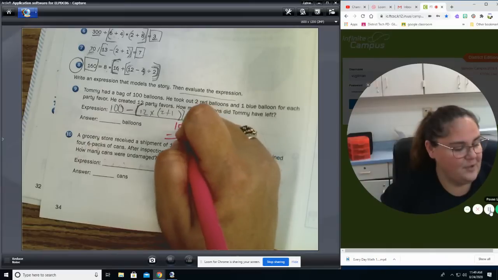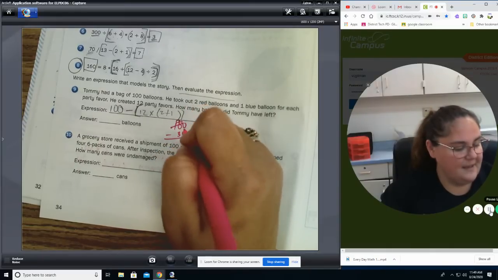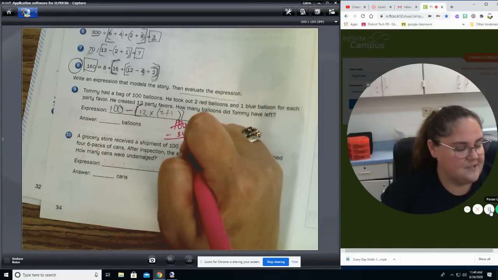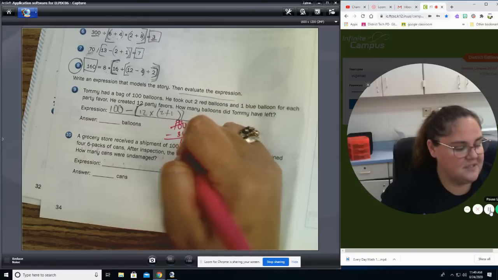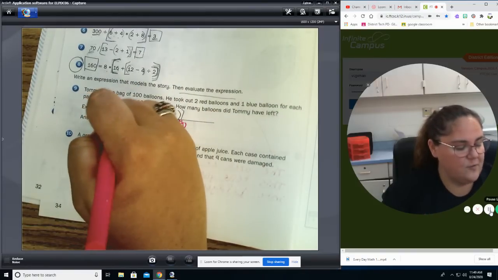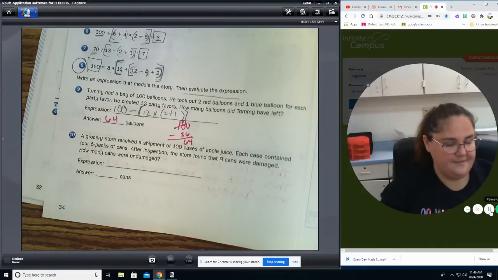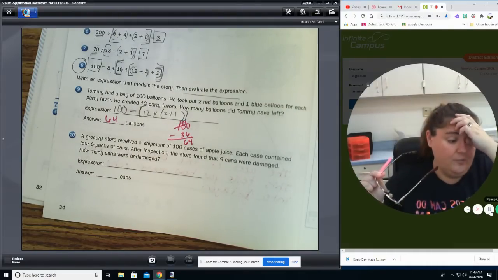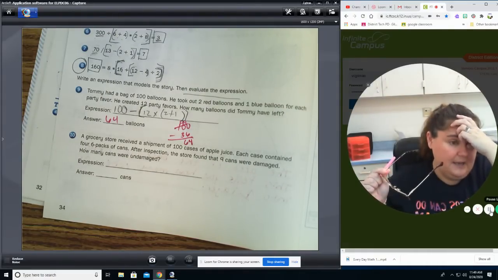You can't do that. You have to borrow. That turns to 9. That turns to 10. 10 minus 6 is 4. 9 minus 3 is 6. You should have 64 balloons left. 64 balloons left. All right, number 10.